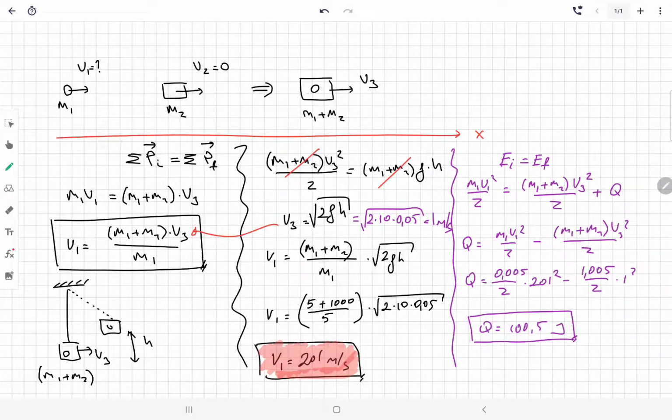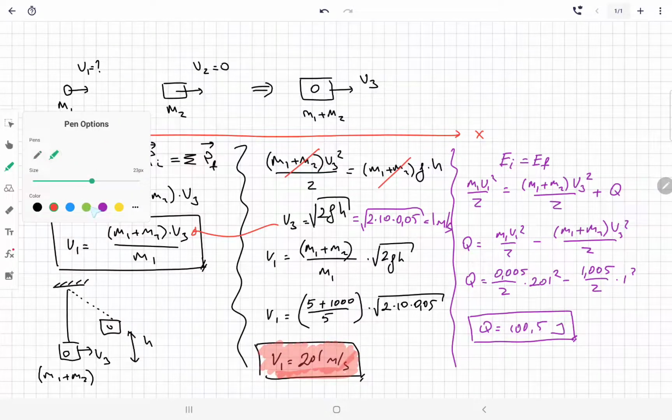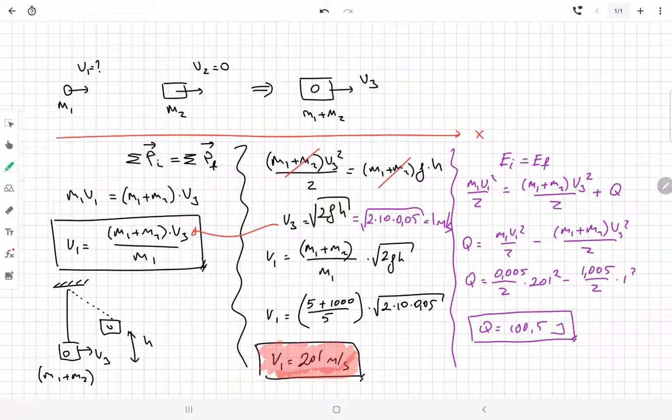Of course, we used gravity as 10, approximately 10. That's why we may have a little bit different answer than the book's answer. Same solution, but the result might be slightly different due to the gravity, because in books they use gravity 9.8. Here, to make it simple, I use 10 meters per second squared.